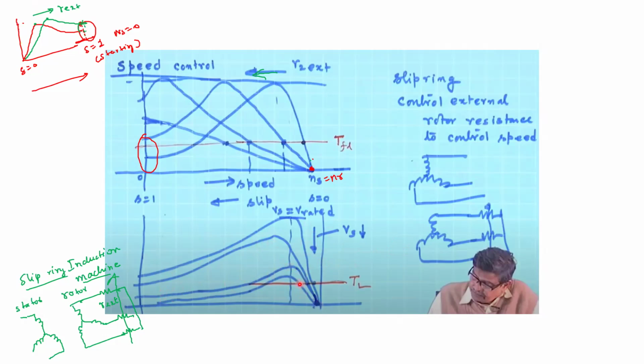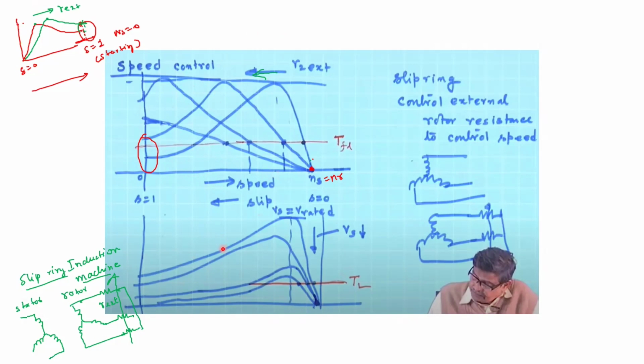So the slip at which you get this torque, let us say this torque, is changing, but it is changing very slightly compared to the previous method, where you have a very wide range of speed control. This voltage control method is applicable for both squirrel cage and slip ring induction motors, but speed control by using rotor resistance is applicable only for the slip ring induction machine. Okay, in this way you can do the speed control.